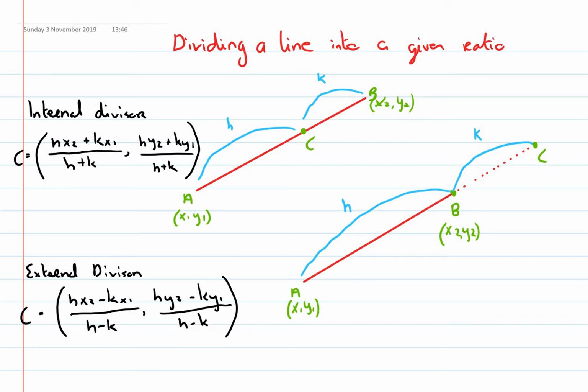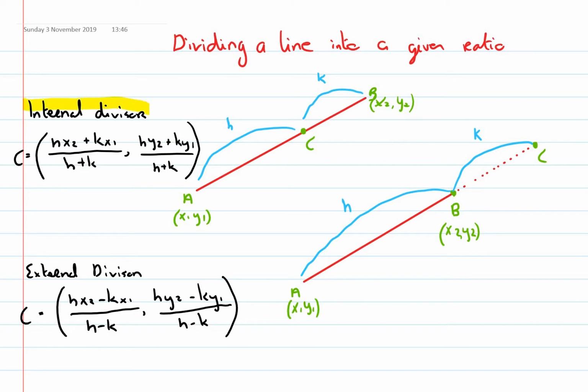Okay, in this video we're going to look at dividing a line into a given ratio. What I mean by that is if we have a line and I want to divide it so that one part of the line might be 2 or 3 or however many times bigger than the other part of the line. Okay, we're going to look at dividing it in two ways.